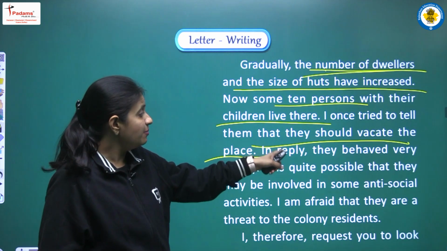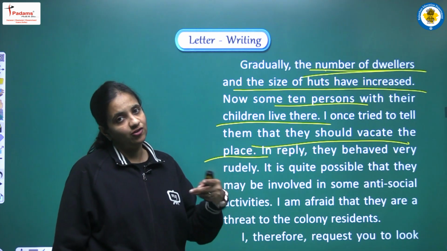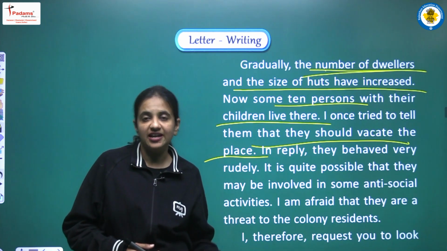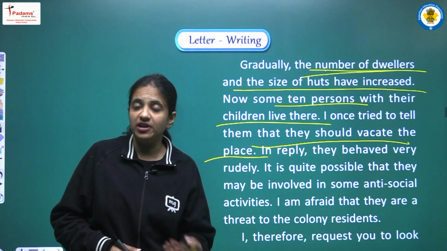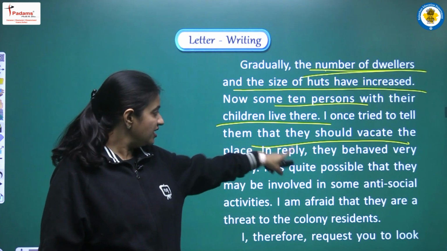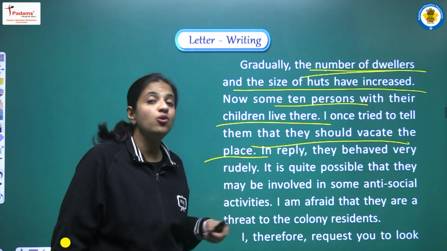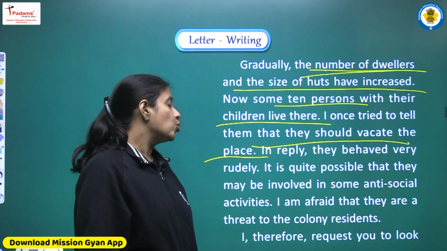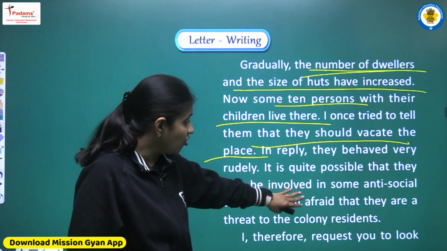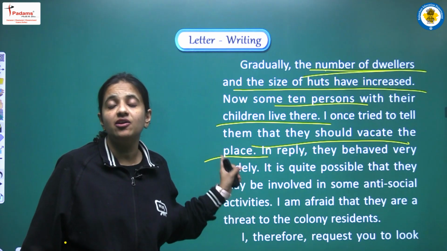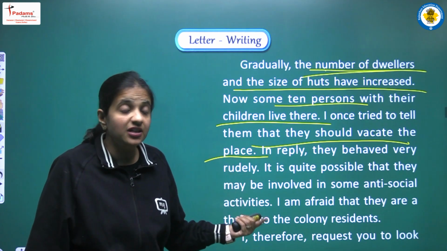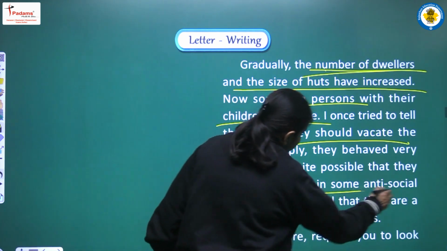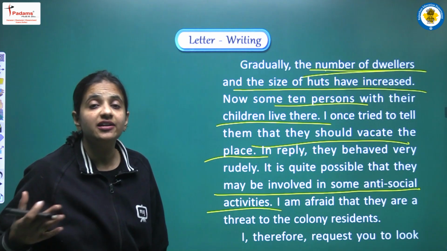In reply, they behaved very rudely. But what was their response? We are writing that when we tried to make them understand that they should vacate the place, they should go away because it's a public park, what was their response? In reply, they behaved very rudely, in a very bad manner. It is quite possible that they may be involved in some antisocial activities, and because of their behavior, now we are saying that it is very much possible that they may be involved in some antisocial activities.